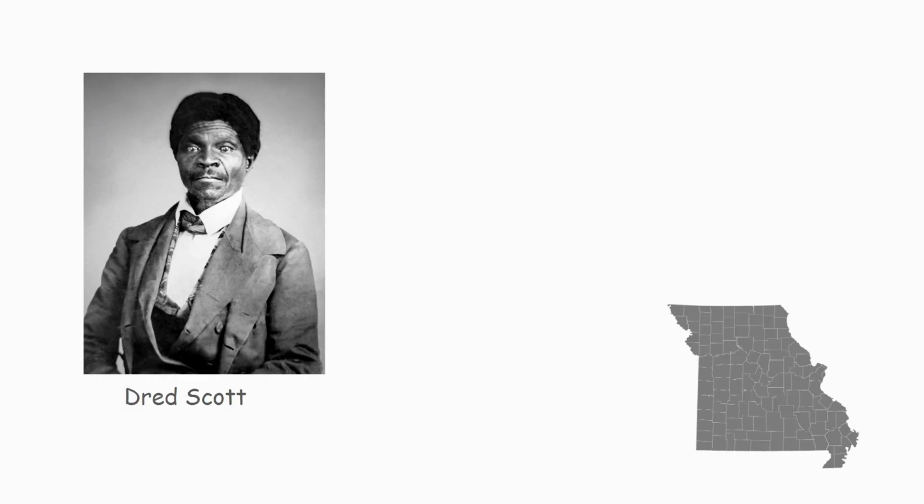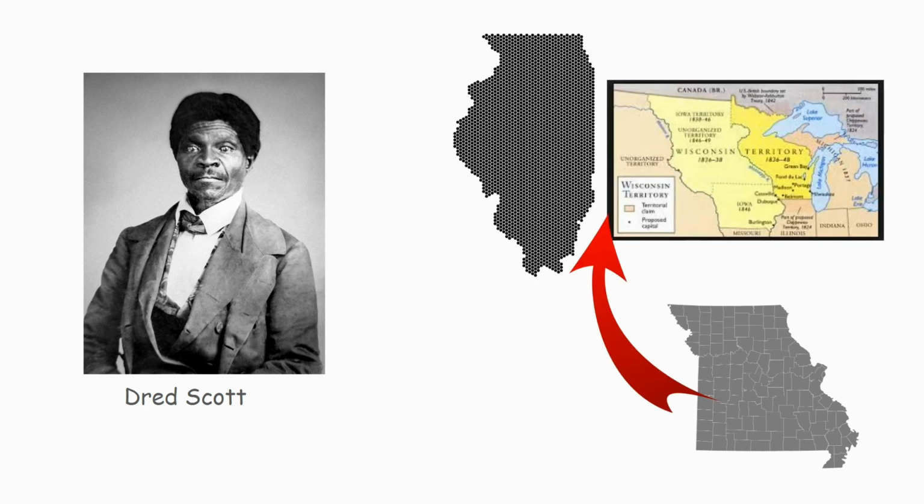Dred Scott was a slave who traveled with his master from Missouri, which was a slave state, to Illinois and Wisconsin, both a free state and territory. Typically, a slave would be able to claim citizenship having moved into a free territory, although Scott wouldn't vie for freedom until long after leaving Illinois and Wisconsin.